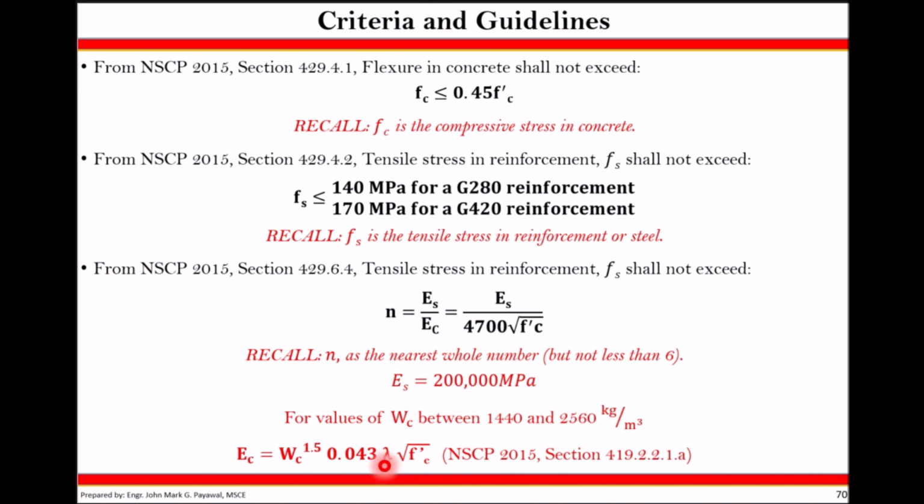Lambda could be 1, or it could be 0.75, or it could be a different modification factor. Please check section 419 for the other parameters that could be used in determining your lambda. But again, unless specified, your lambda is assumed to be 1.